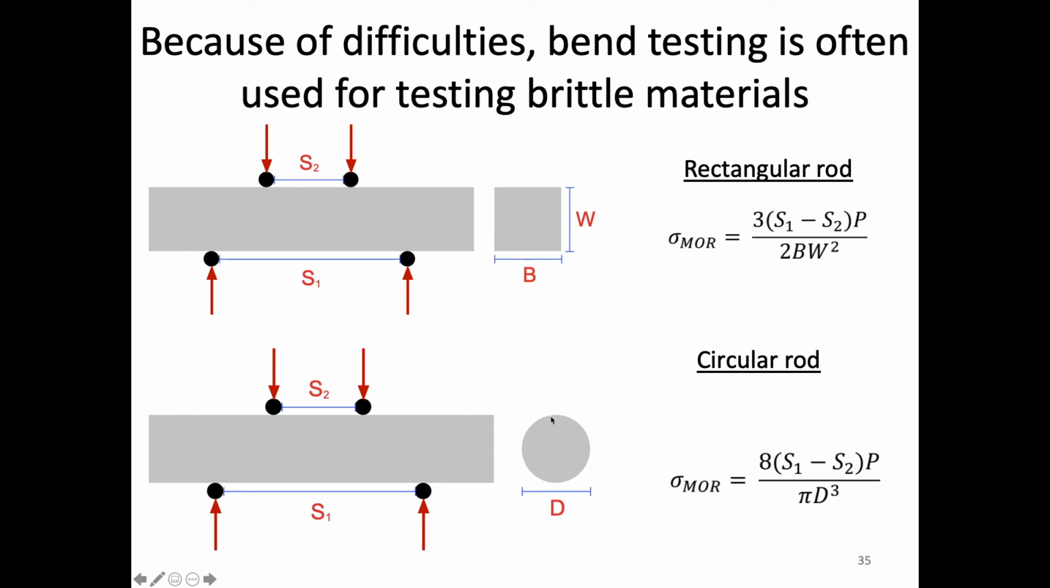So we can do the same thing for a circular rod with a diameter D and everything else the same, S2, S1, all that. And we can write it as such here. So this should look familiar to those in the lab. Very similar expression for the flexure strength. Flexure strength and modulus of rupture are more or less the same thing. And so that allows us to calculate the strength in this type of stress state. And so this is an alternative to tensile or compression testing.